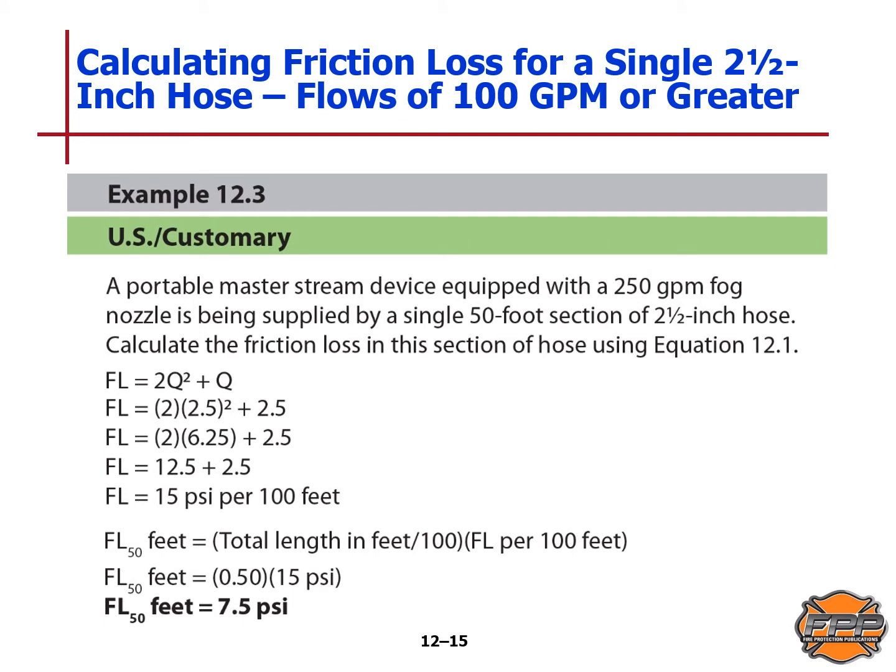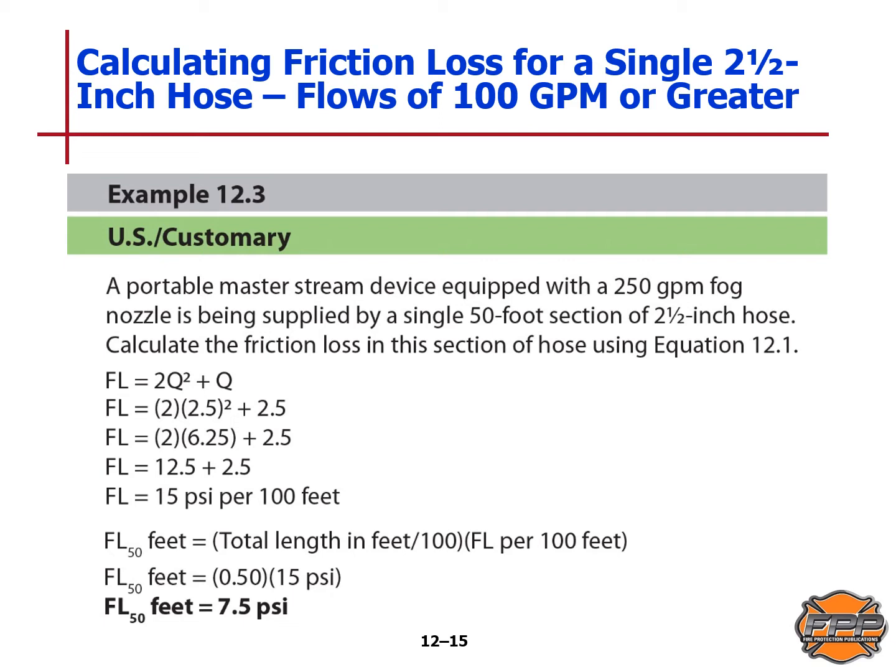A portable master stream device equipped with a 250 gallon per minute fog nozzle is being supplied by a 50 foot section of 2.5-inch hose. Calculate the friction loss in this section of hose using equation 12.1. So you've got friction loss equals 2 times Q squared plus Q. So the friction loss, once you plug in the numbers, is 2 times 2.5 squared plus 2.5. So the friction loss, once you work out the math, is 2 times 6.25 plus 2.5. So the friction loss is 12.5 plus 2.5, and the friction loss ultimately works out to 15 psi per 100 feet.